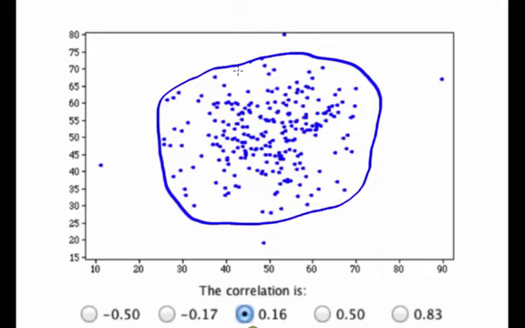I don't see a relationship between the two variables. The correct estimate, as you can see, is a positive 0.16. But visually, I would say that there is no correlation or no relationship between these two variables. So a correlation of 0 means that there is no relationship between the two variables.